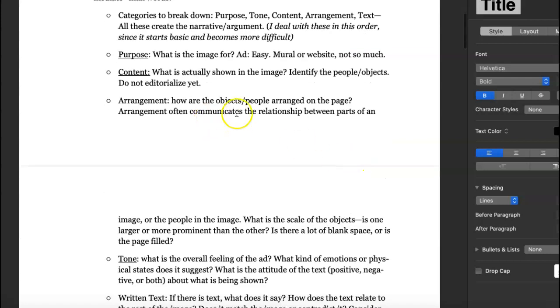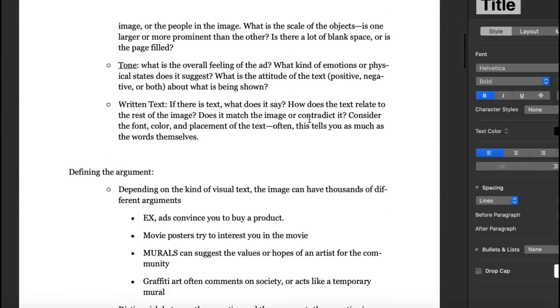What is the arrangement? How are the objects and people arranged on the page? This often communicates the relationships between parts of an image or people. Think about things like scaling: is something larger or more prominent? Is there blank space? Is the page filled? What's in plain view versus what might be more abstractly hidden behind? So you can think about those areas as well.